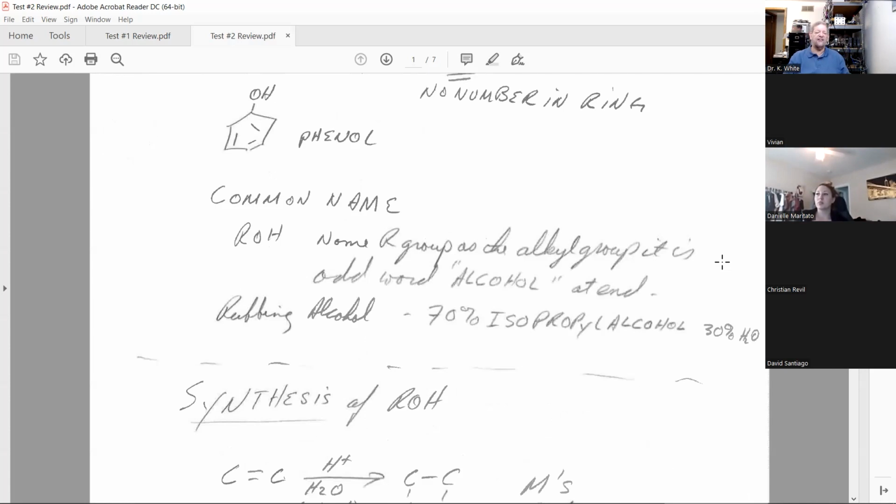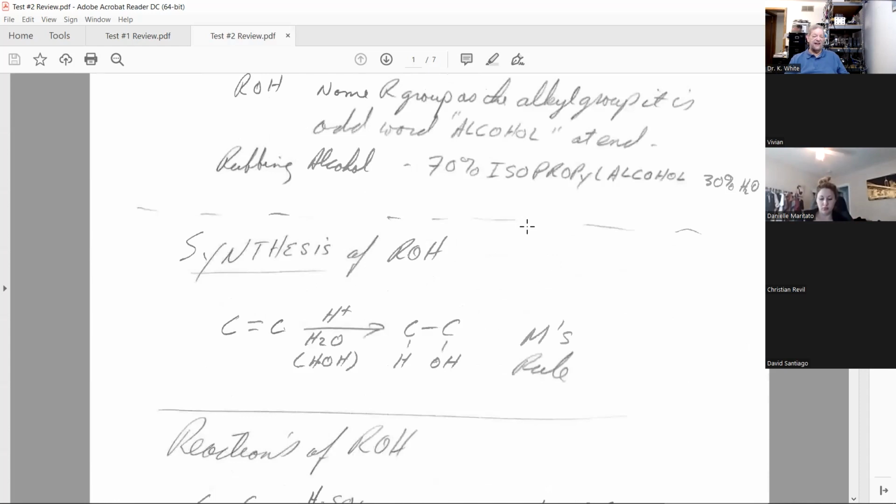All right, for common name, name the R group attached to the OH group as the alkyl group it is, and then add the word alcohol at the end. And where do you see this? Well, if you go to the supermarket or big box store and you buy rubbing alcohol, where it's 70%, or nowadays you can even buy up to 90% isopropyl alcohol plus 30% water.